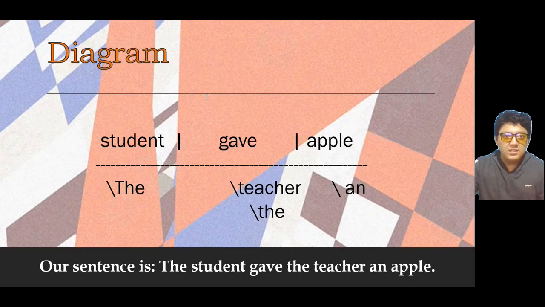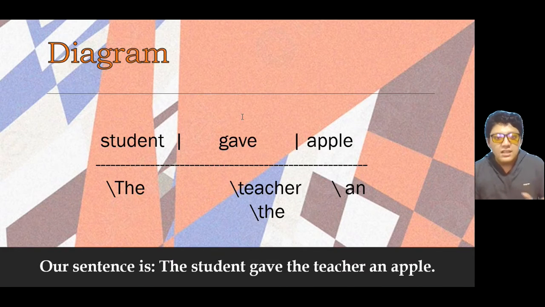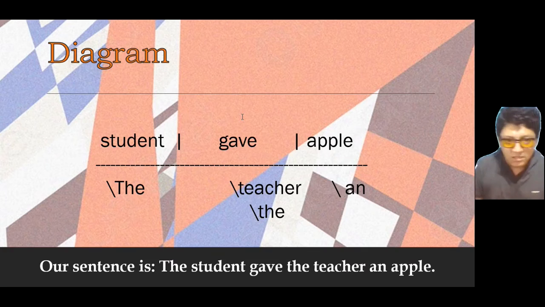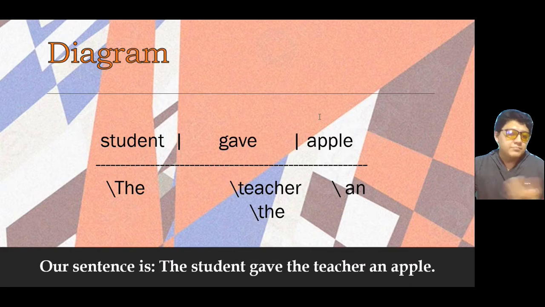In the first part, I will talk about this structure. Our sentence is: the student got the teacher an apple. We can understand that because it's a sentence. It's simple, right? But in the structure of this diagram, we don't have the form to understand what the sentence is here. And by the way, I will explain that.